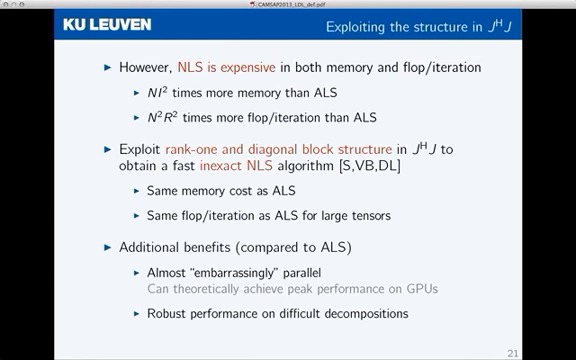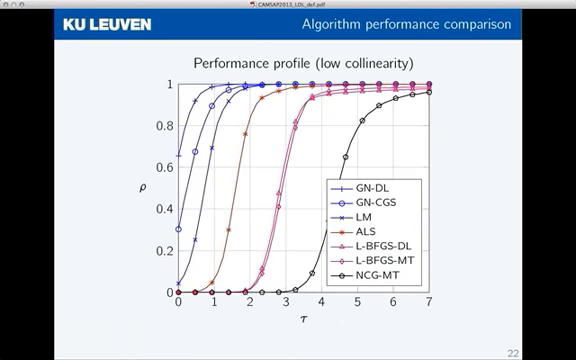There are additional benefits. It's almost embarrassingly parallel, whereas in alternating least squares you have to wait, it's with cycles. Here you can do everything in parallel, and it works really well with proven convergence to local optima, etc.